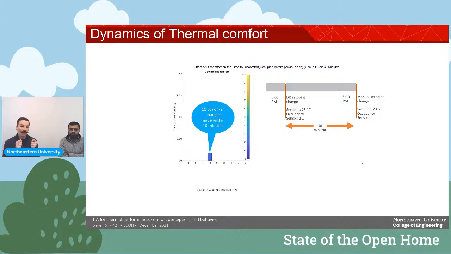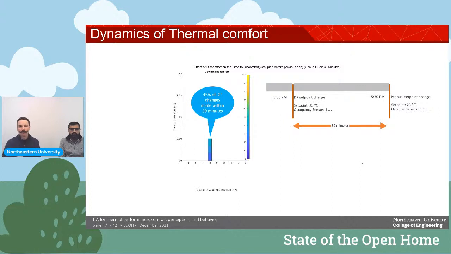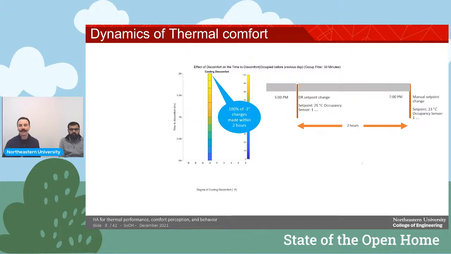And if we looked at all of those automated set point changes that were within just a 2-degree set point change, we saw that about 11% of those changes occurred within the first 10 minutes of that 2-hour window that we were considering. About 30% were within 20 minutes, 45% were within 30 minutes, and then we only selected data that was within 2 hours, so all of that data was within 2 hours.